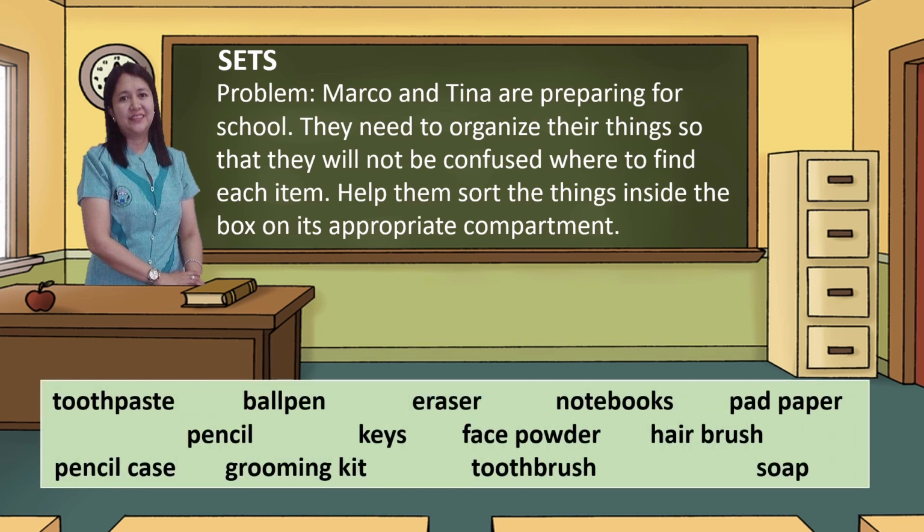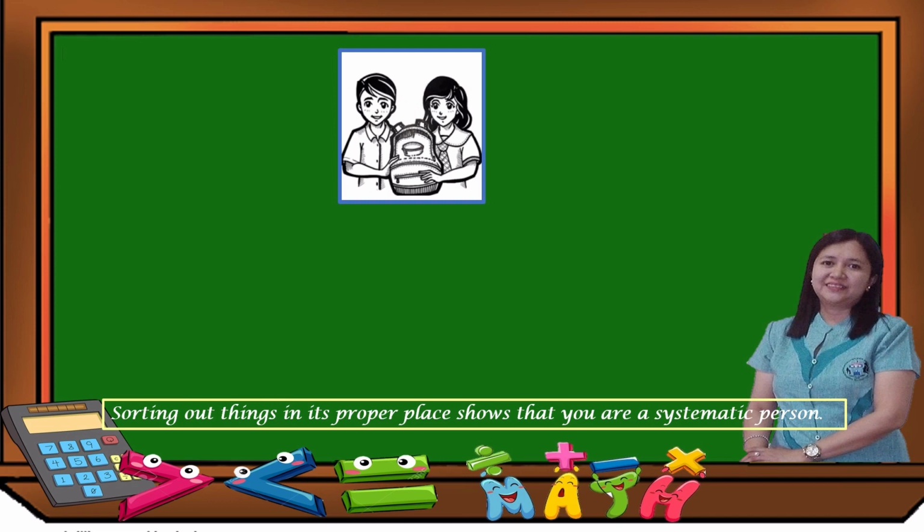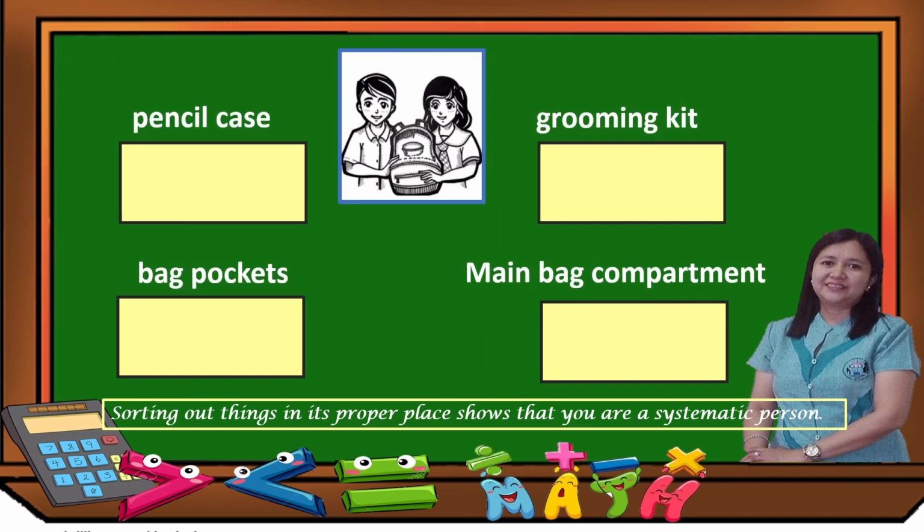Class, here are the things: toothpaste, ball pen, eraser, notebooks, pad paper, pencil, keys, face powder, hairbrush, pencil case, grooming kit, toothbrush, and soap. Now, help Marco and Tina. I have here 4 boxes. What are the things that need to be placed inside the pencil case? Can you name them?